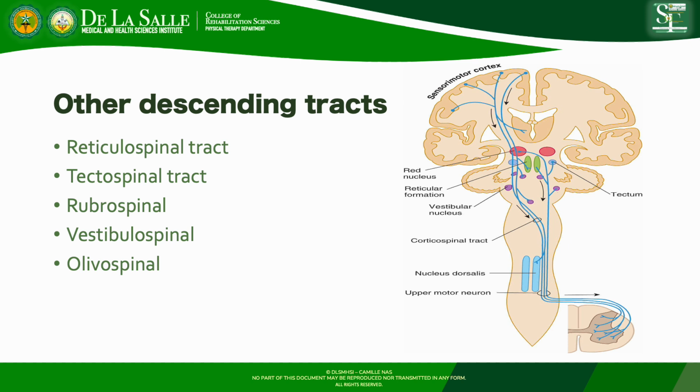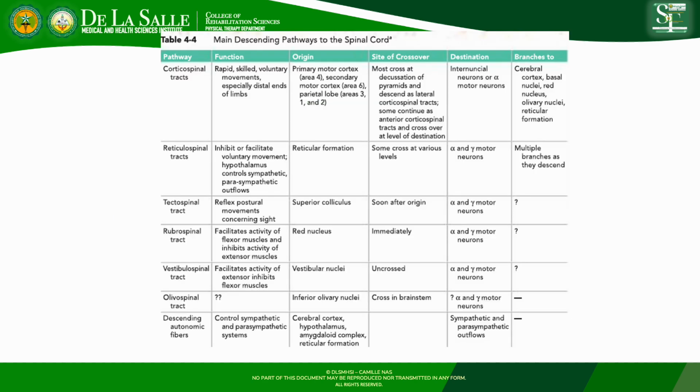Again, these are the extrapyramidal tracts: your reticulospinal, tectospinal, cerebrospinal, vestibulospinal, and lastly, the olivospinal tract. We'll start with the reticulospinal tract. Now, this table already contains the summary of what I'll be discussing in a while. So if you want a quick review or recap of the extrapyramidal tracts and the pyramidal tracts, just look at this table and you already have all of its information. So now let's start with the reticulospinal tract.